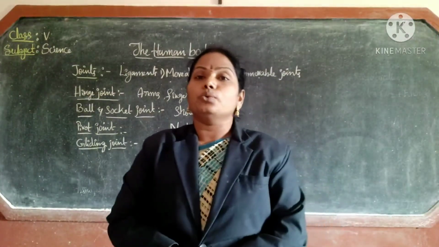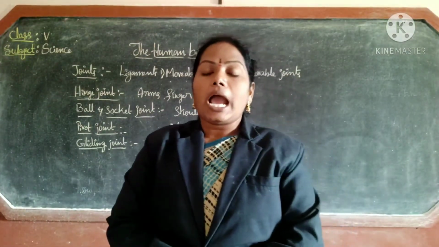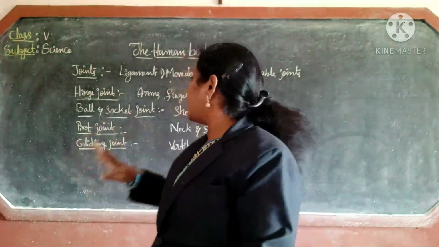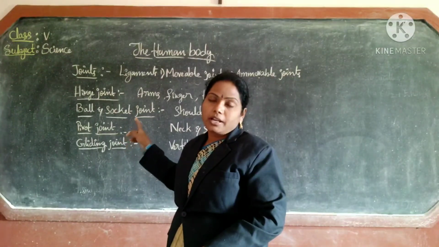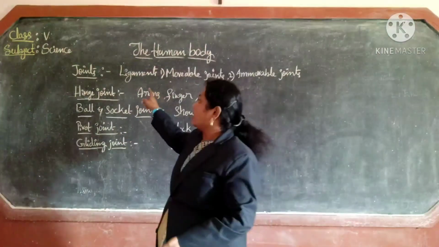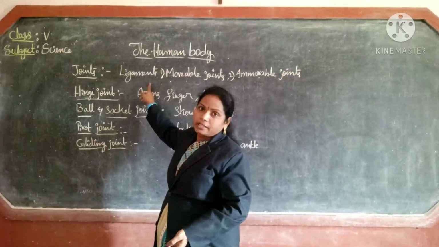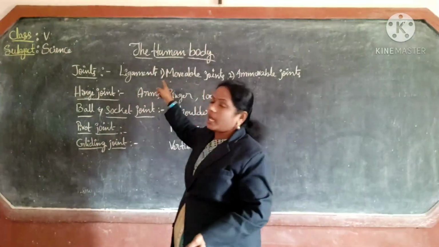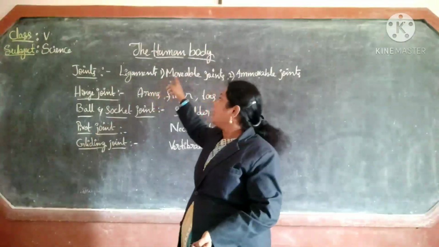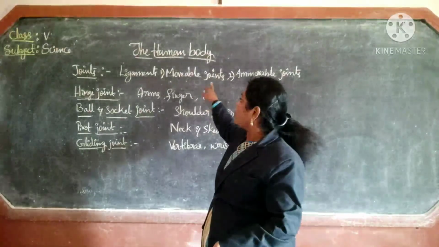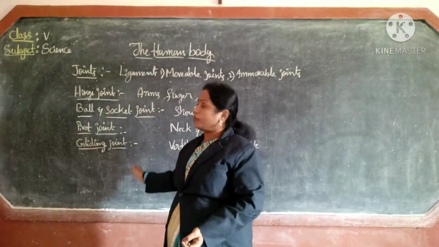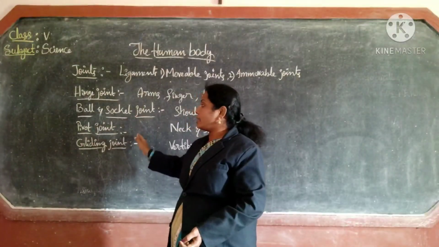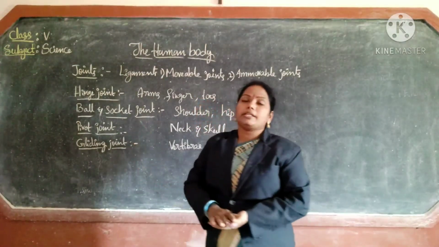So you have to read the topic once and write the 4 joints that are given in your textbook once in your fair notes. Joints, what are joints? Definition. Next, how they are joined with the help of ligaments. How many types are there? Movable and immovable joints. Joints are 4 types: hinge joint, ball and socket joint, pivot joint, gliding joint.